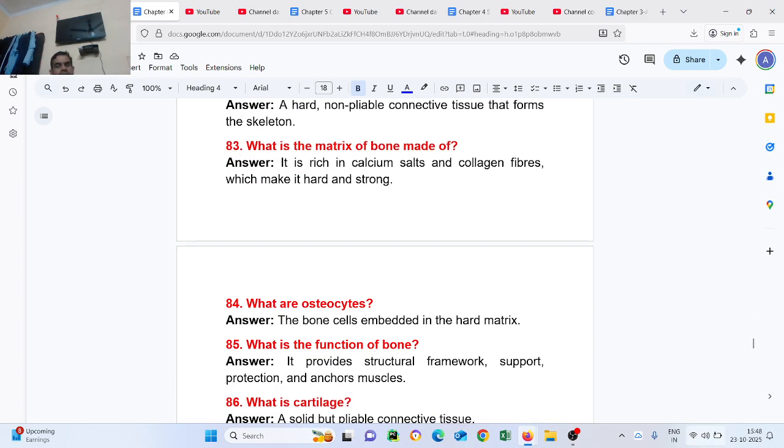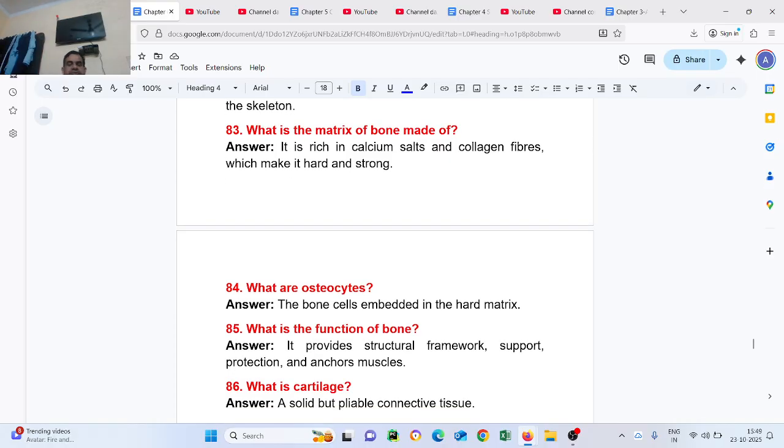Question number 84. What are osteocytes? The bone cell embedded in the hard matrix is called osteocytes.